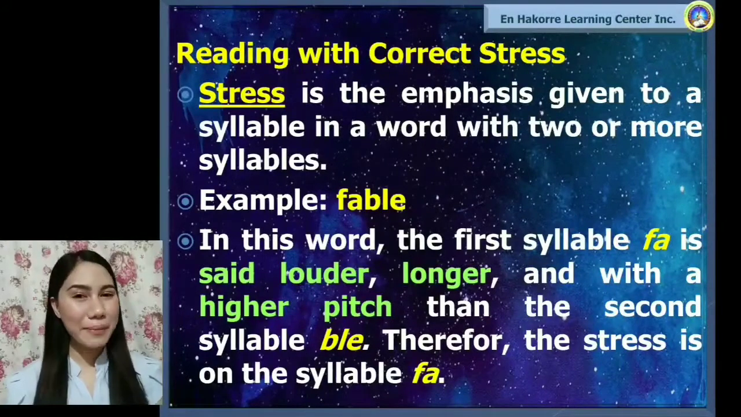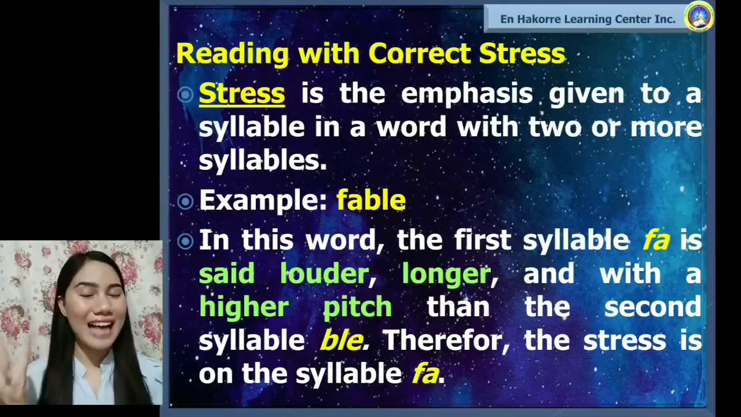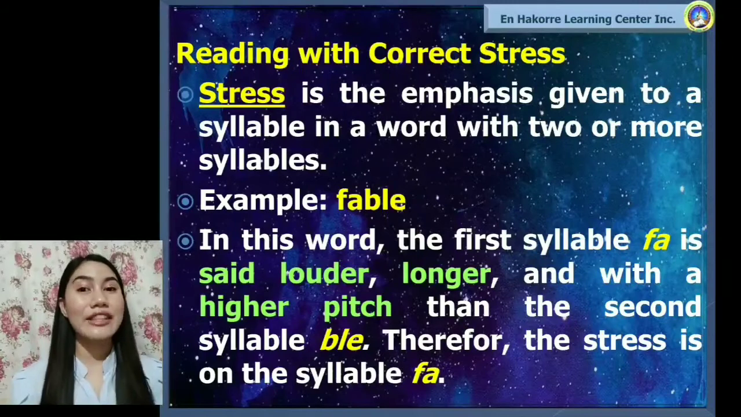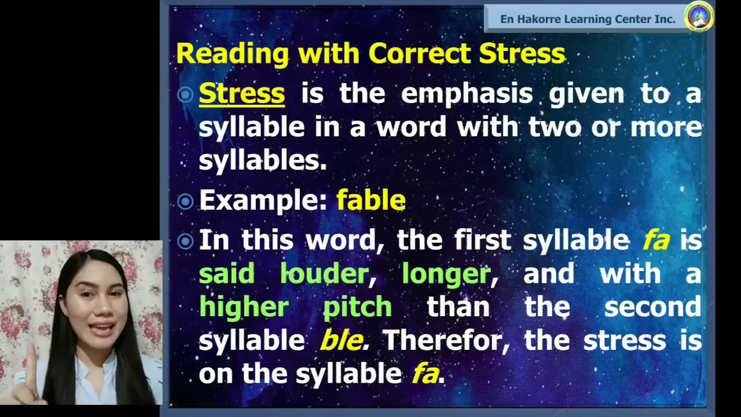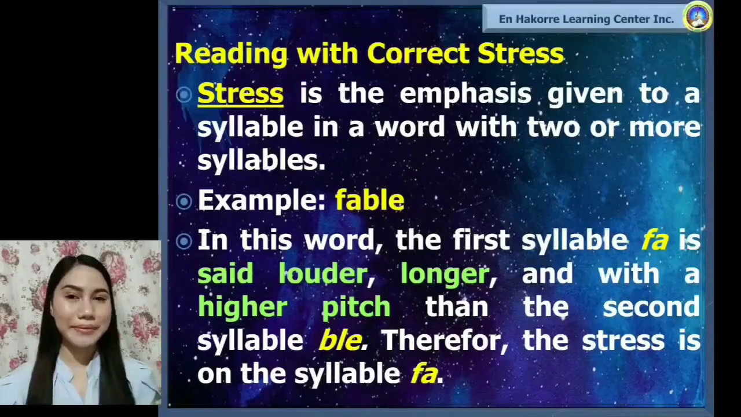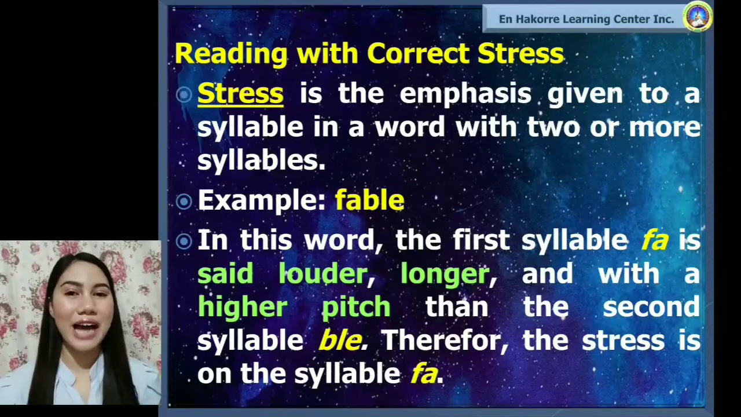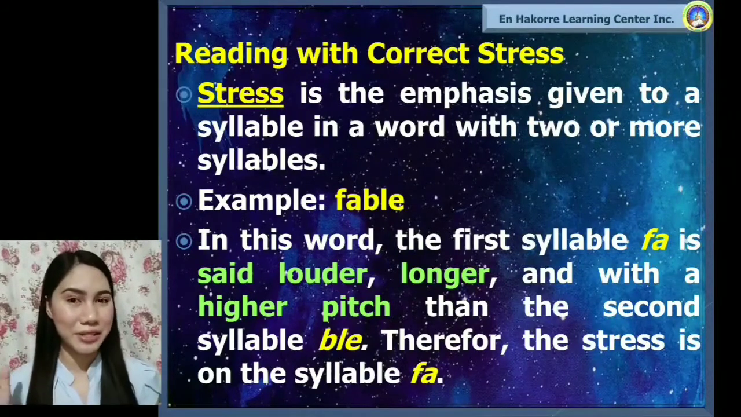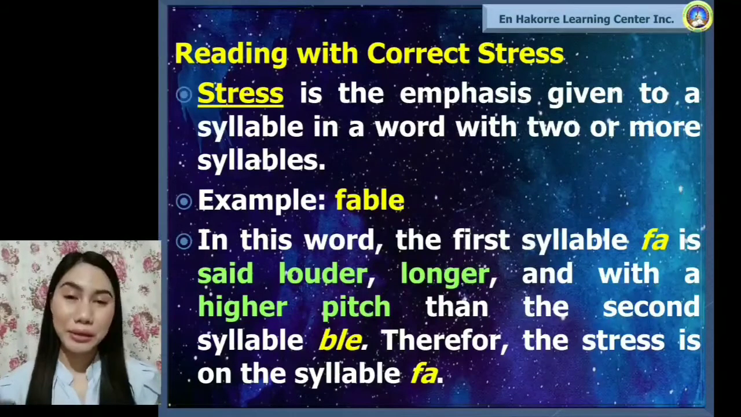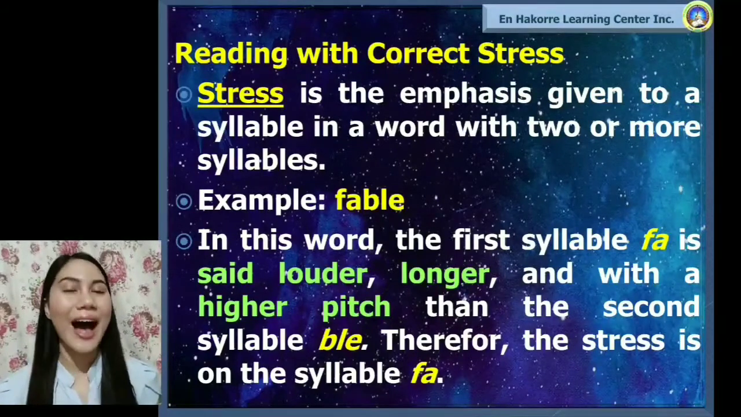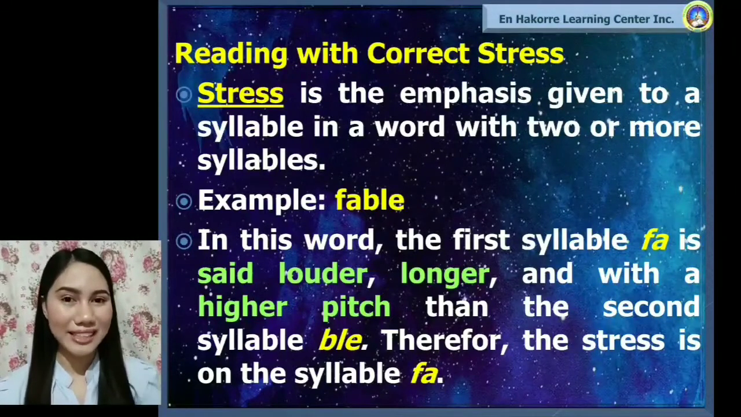In the word fable, my dear children, it has two syllables. The first syllable is fay, and the second syllable is ball. In the word fable, you can identify that the first syllable has the stress because it is said louder, longer, and with a higher pitch compared to the second syllable.